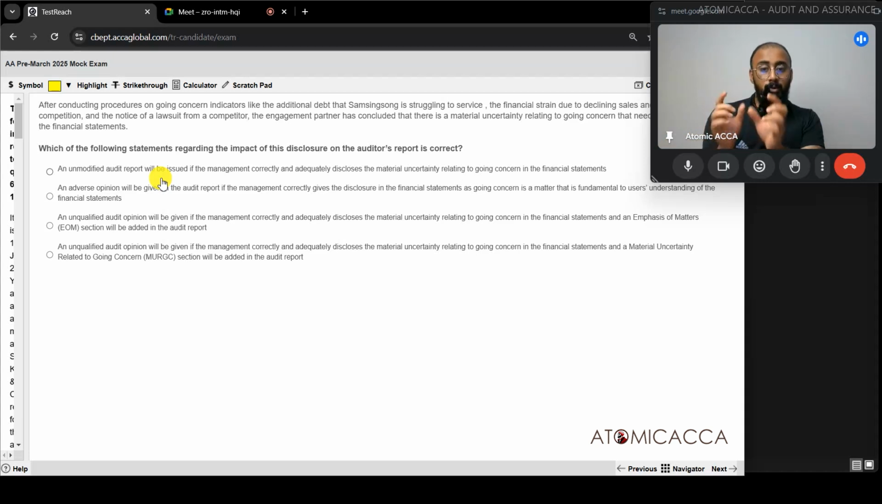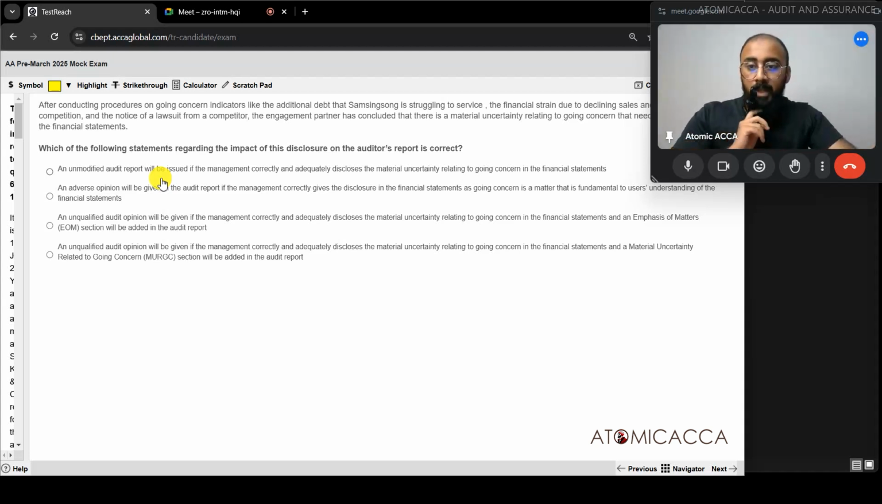The audit report must include this one paragraph about that particular disclosure, and if they have disclosed it already, it means the financial statements have no problem. It will be an unqualified opinion. Unqualified opinion, okay, not unqualified report. It will be a modified report because some extra paragraph is used, that is the MURGC. But an unqualified opinion will be there because the financial statements are all correct, all disclosures are made properly.